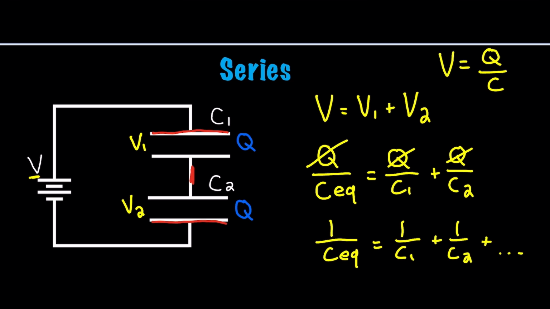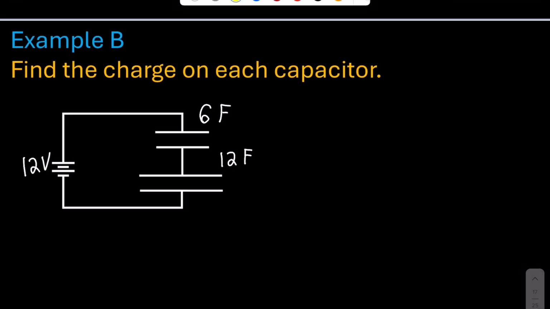What this ultimately means is that in series, the equivalent capacitance will be less than any individual capacitor's capacitance. The potential difference in series adds together, and also in series, the charge stored on each capacitor is the same. Example B looks at two capacitors in series. It's the same two capacitors from example A, but now wired in series.